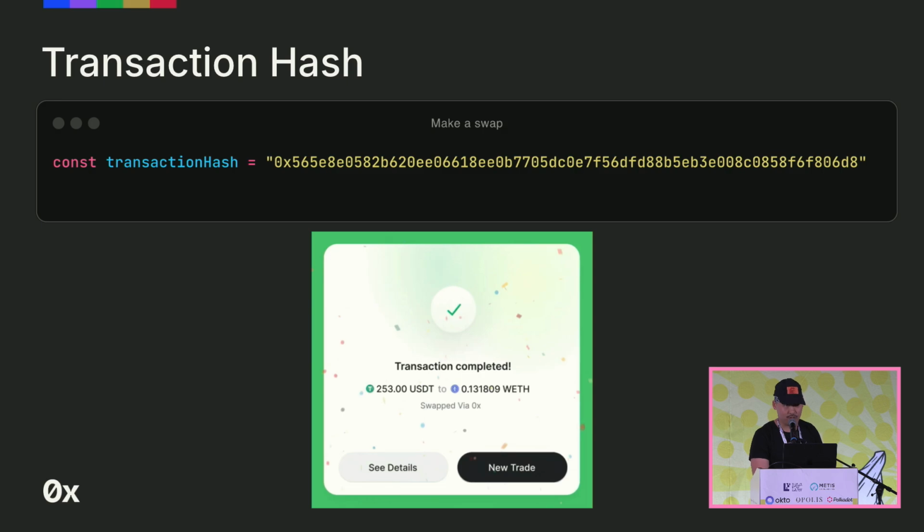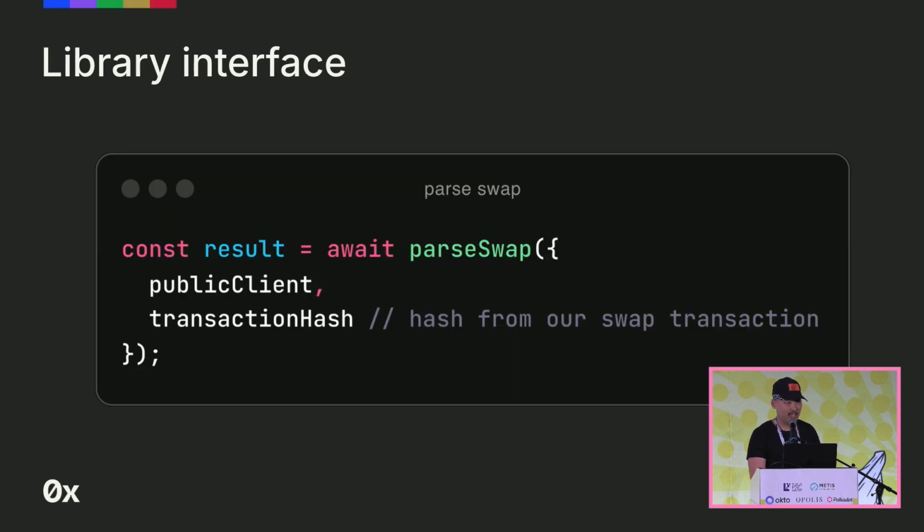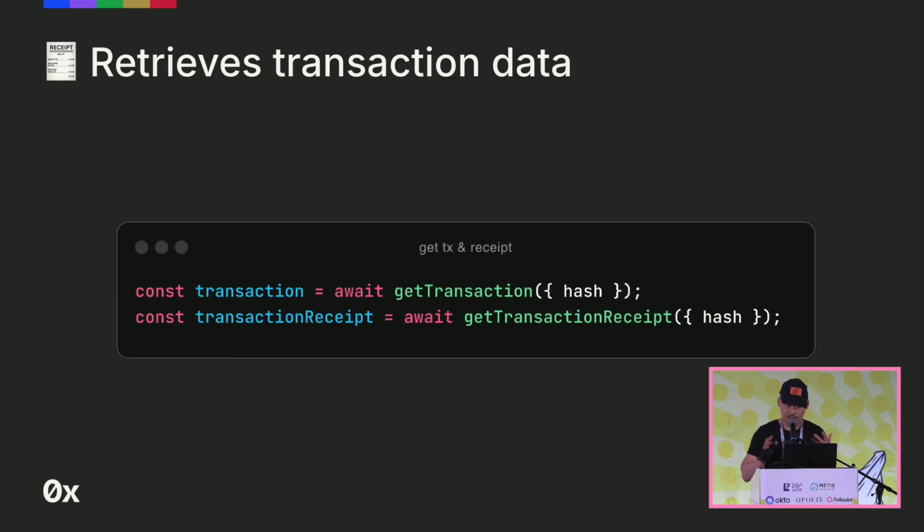And that's where 0x-Parser comes into play. It's very simple. The library exports a single function called parseSwap. And it only takes in two arguments. It takes in the public client and then the transaction hash. The public client is a connection to the Ethereum network. It's typically powered by an RPC provider like Alchemy or QuickNode. The second thing we're going to pass it is that long string we saw earlier, the transaction hash. And with those two things, a direct connection to Ethereum and the transaction hash, we can fetch data.